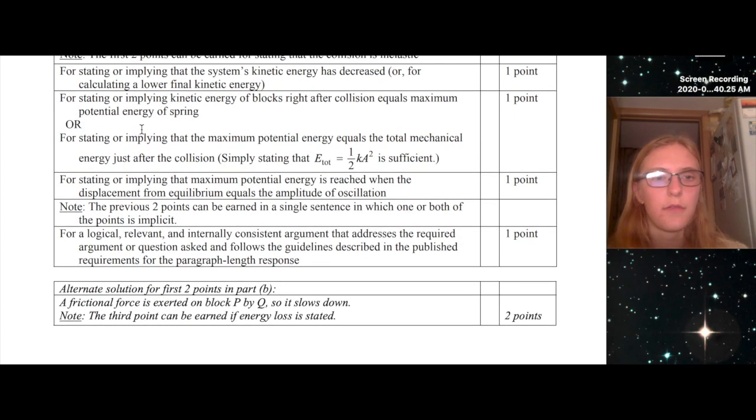Next point, for stating or implying kinetic energy of blocks right after collision equals maximum potential energy of spring. Basically what they're getting at here is conservation of energy. So here you could write that the total energy is equal to 1/2 Ka squared, and that's saying that the total energy equals the maximum spring potential energy. So really, you just need to say that energy is conserved.